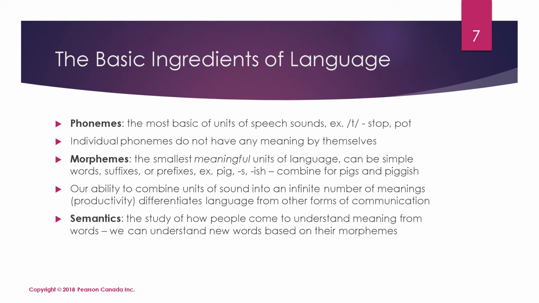And then finally, semantics is the study of how people come to understand meaning from words. So whenever we talk about semantic anything, we're talking about the meaning of something or the definition of something. So we're able to understand new words based on their morphemes. If we know what each of the morphemes mean, and then we add them together, we're able to come up with new words that we're able to infer the meaning of.